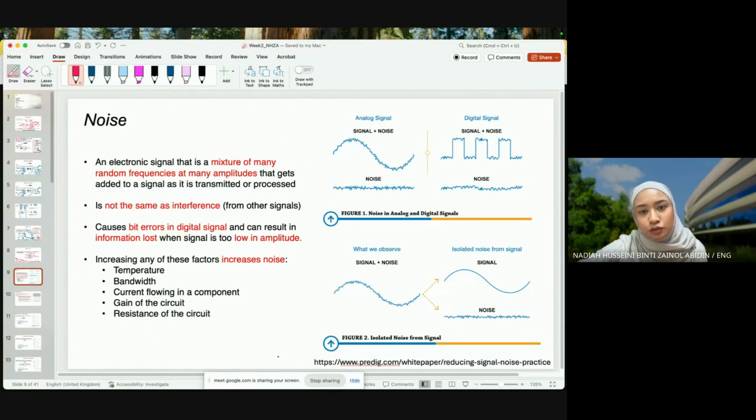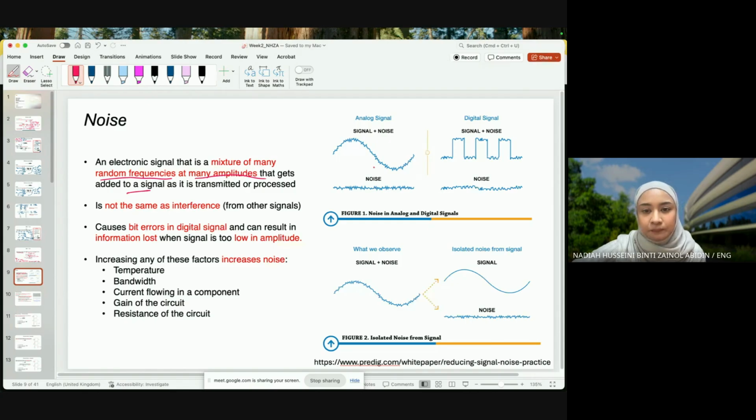Now let's move on to noise. Noise is an electronic signal that is a mixture of many random frequencies at many amplitudes. So the frequency is random, the amplitude is also random, you can't really fix anything, and it gets added to a signal as it is transmitted.